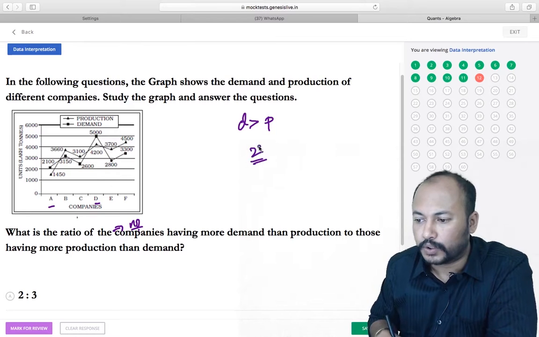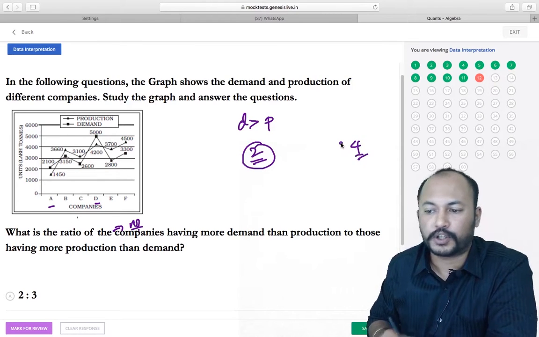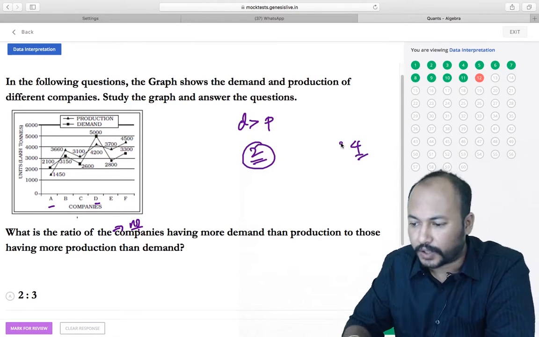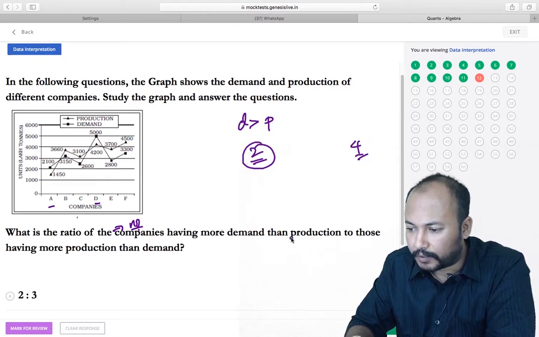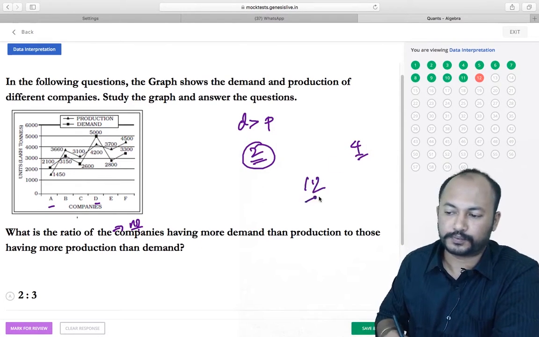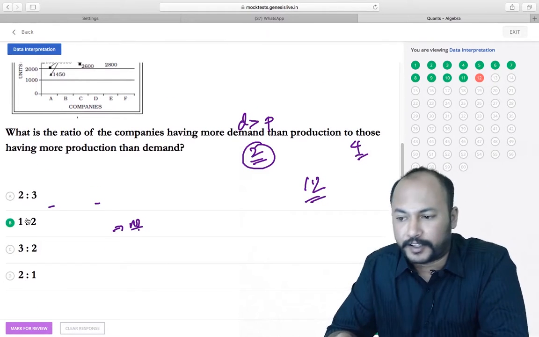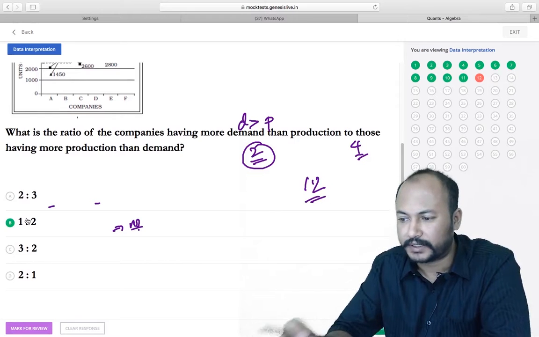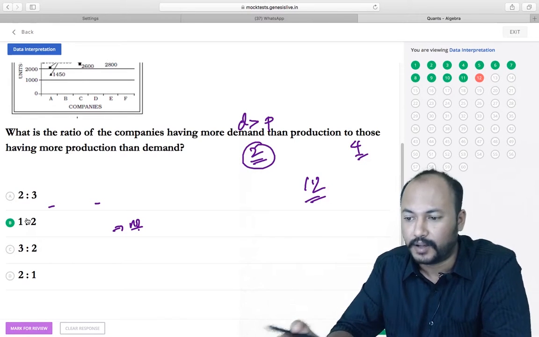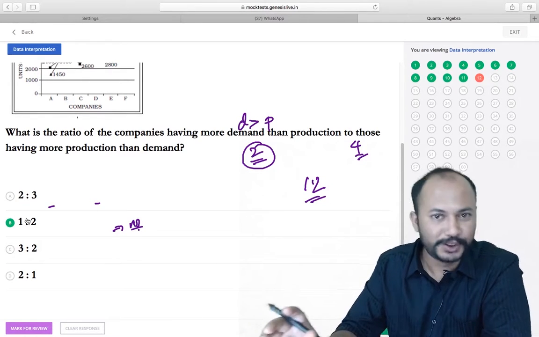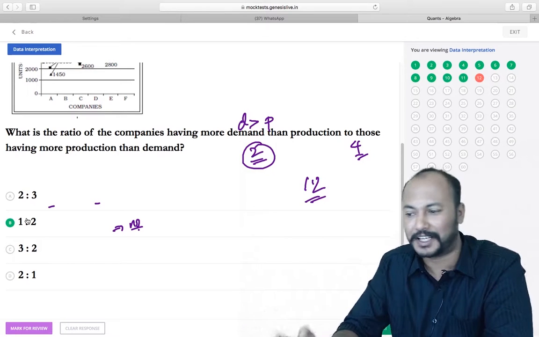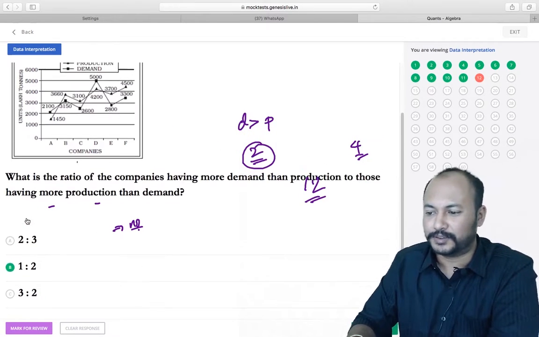So this is 2. If this is 2, the other one has to be 4 because there are overall 6 companies. So the ratio of more demand than production to the other is 2 to 4. So ratio is 1:2. That's all. Option B. Great. Very simple, straightforward question, a 10 or 15 second kind of question. But understanding the question should be done within 10 seconds. All right. The next part is the solution.